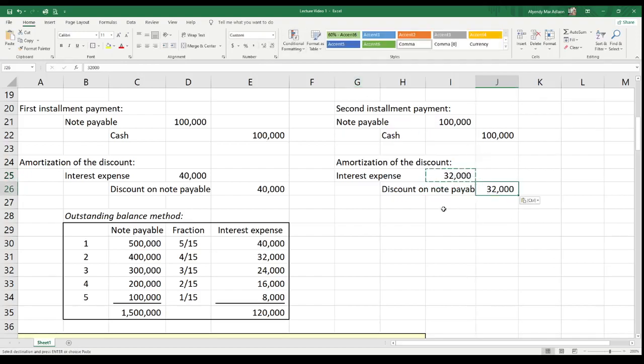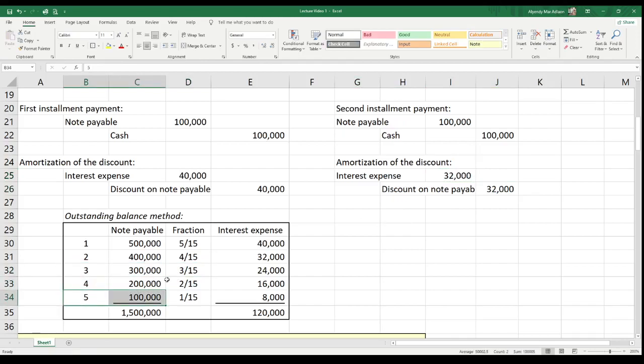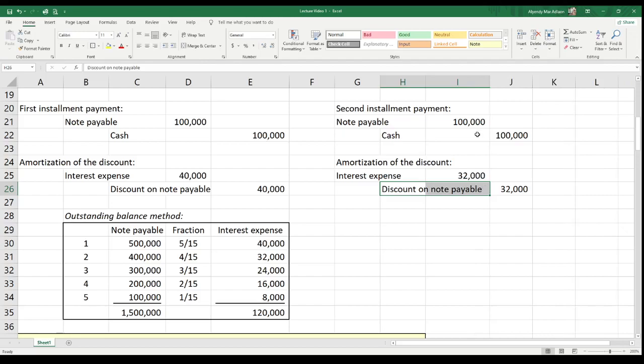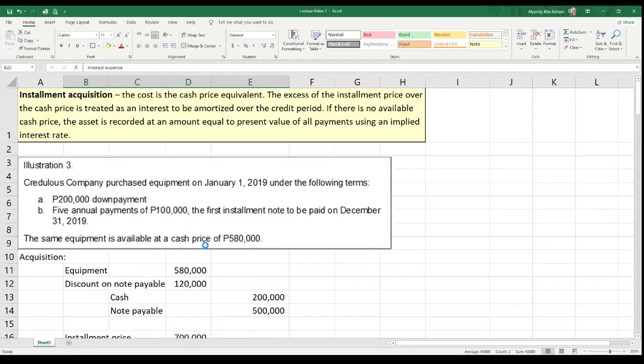So you just follow this for the 3rd year, 4th year, and the last year. Of course, class, the balance of the discount on note payable decreases at the end of every period because it is converted into an interest expense. So, if the problem asks how much discount on note payable remains at a particular end of the year, then you just deduct the discount on note payable that has been converted into interest expense. Alright, I hope you get it.